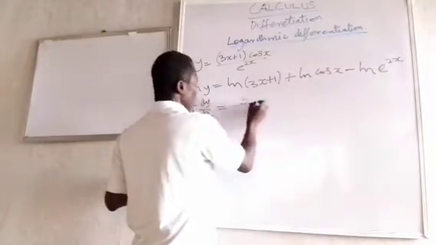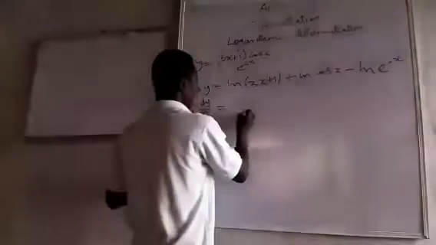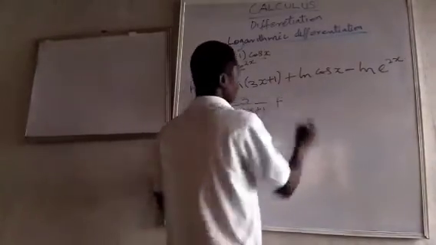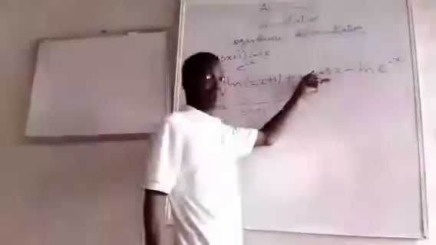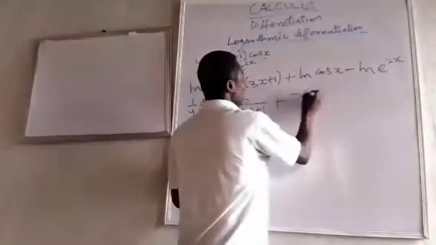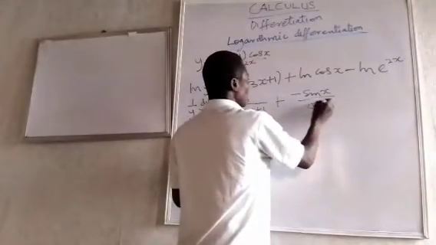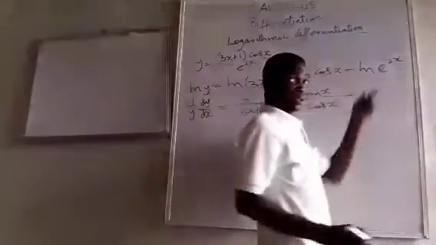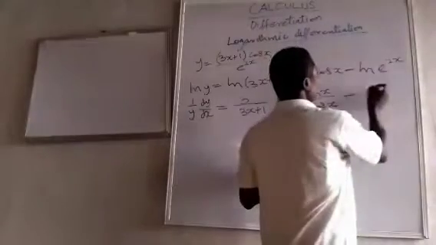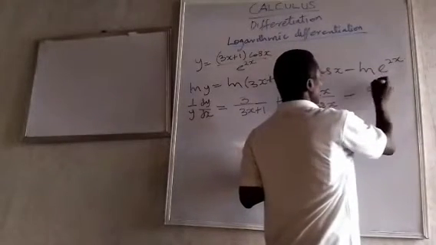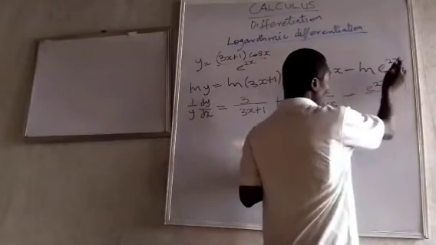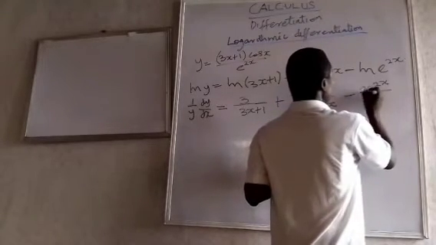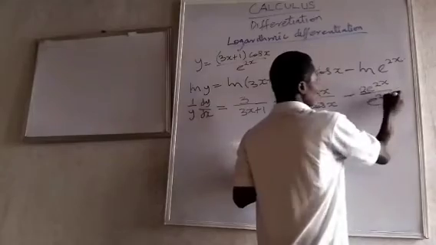3 over 3x plus 1, plus, when you differentiate this, it's going to give you minus sign x over cos x. And this one, what does it give? E raised to power 2x over, 2 e raised to power 2x over e raised to power 2x.